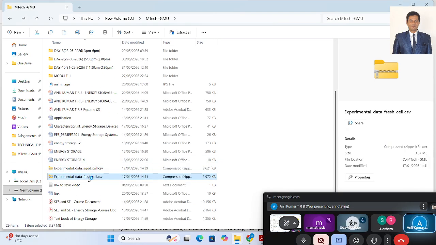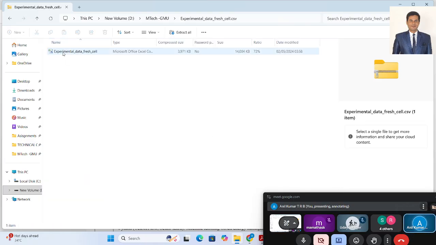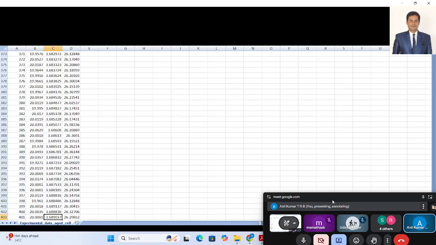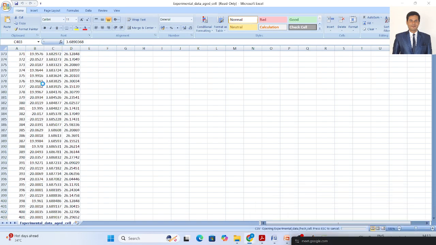Fresh cell data, new cell data. Okay, this is the data for the fresh cell. So like this we have to collect the various data.